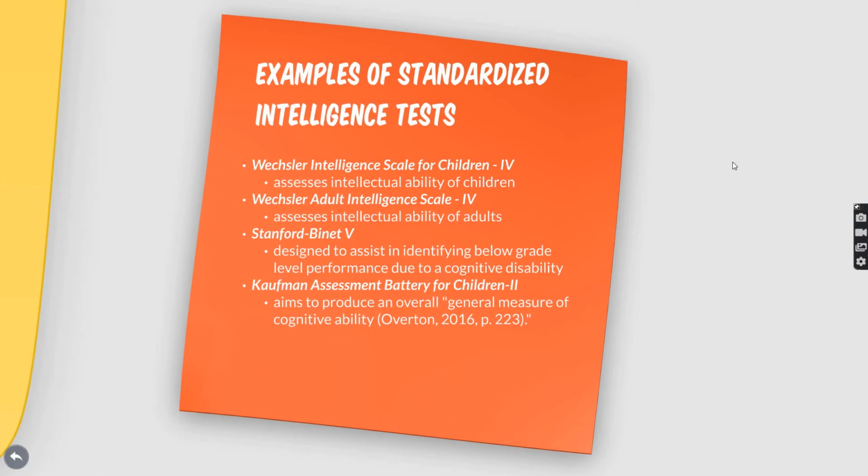Tests that produce IQ scores include the Wechsler Intelligence Scale for Children 4, which assesses the intellectual ability of children. The Wechsler Adult Intelligence Scale 4 assesses intellectual ability of adults. Stanford-Binet 5 is designed to assist in identifying below grade level performance due to a cognitive disability. Kaufman Assessment Battery for Children 2 aims to produce an overall general measure of cognitive ability.